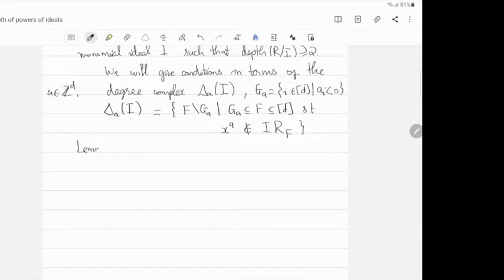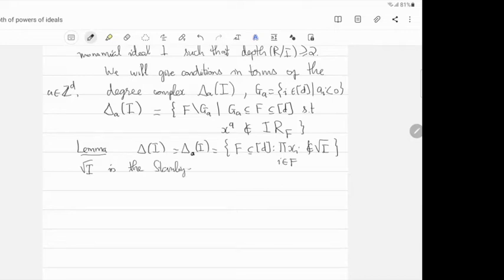And last time I told you that it is very easy to prove that for a equal to zero, I denote Δ_a(I) by Δ(I). So this is by definition Δ_0(I), where a is the zero vector. And in this case, you can show that the radical of I is exactly the Stanley-Reisner ideal of this guy. So this is for F containing the support, the product of everything in F is not contained in the radical of I. The radical of I is a squarefree ideal, and so this you can check. This is the Stanley-Reisner ideal of Δ(I).